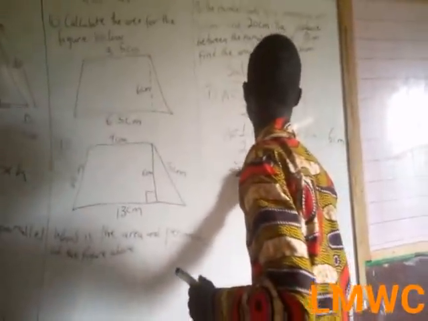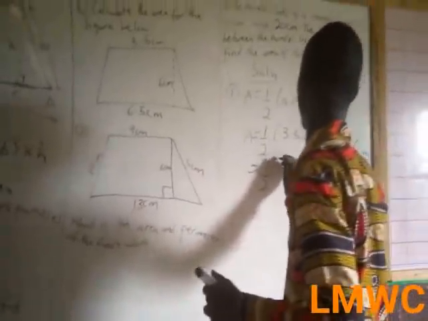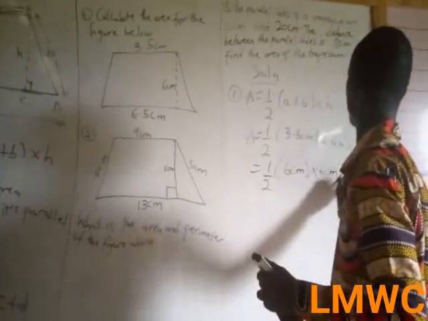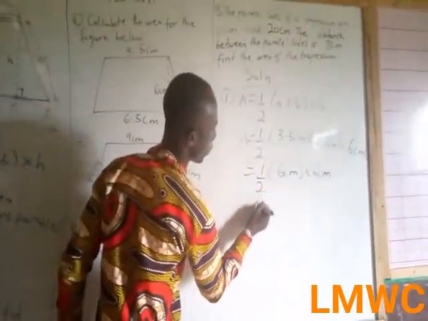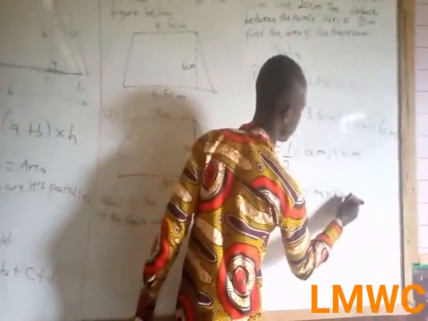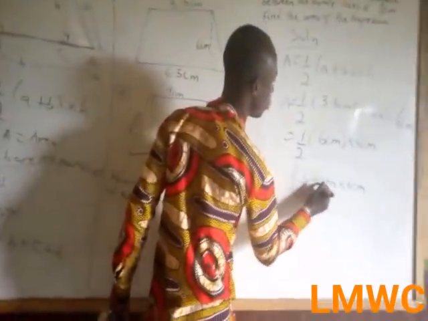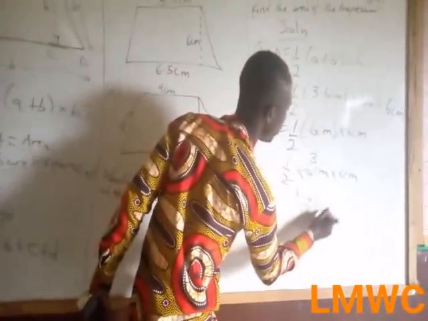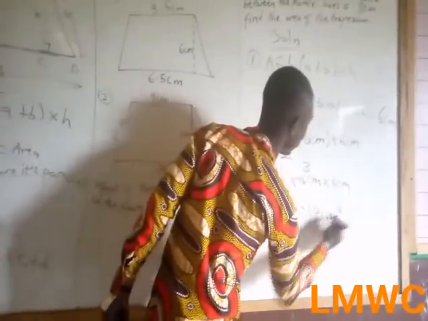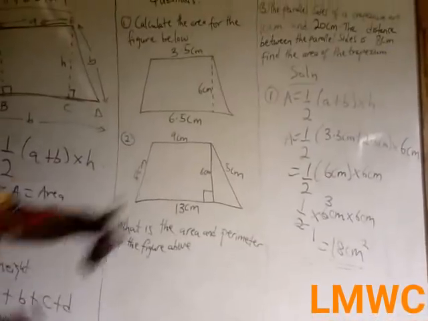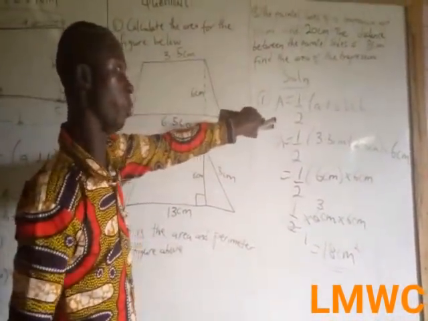So we have half, 3.5 plus 2.5, we are having 6 centimeters times 6 centimeters. So it's half times 6 times 6. 2 goes here 1, 2 goes here 3. So 3 centimeters times 6 centimeters, we have 18 centimeters squared. This is our answer. So you should know the formula for the trapezium.